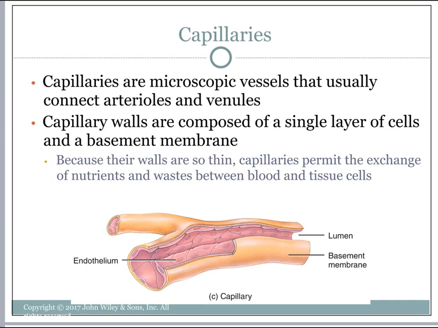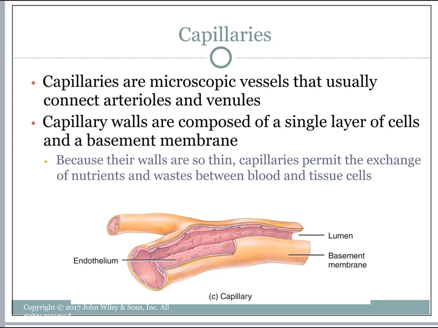Capillaries are these microscopic vessels that we just talked about. They usually connect arterioles to venules. Now, we already said that capillary walls are composed of a single layer of cells and a basement membrane. Why are their walls so thin? We're allowing for the exchange of nutrients and waste between blood and the tissue cells.